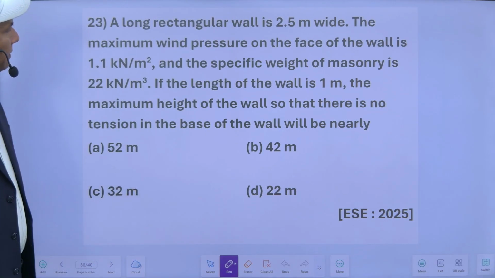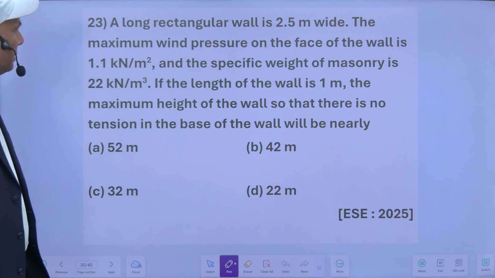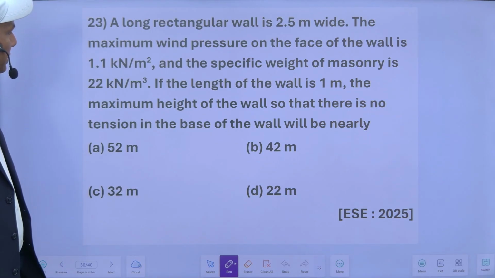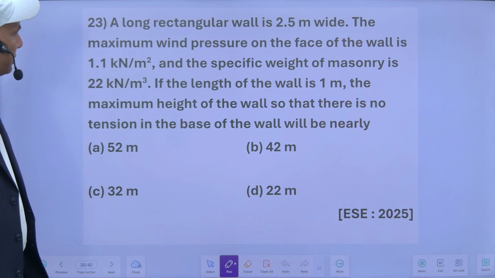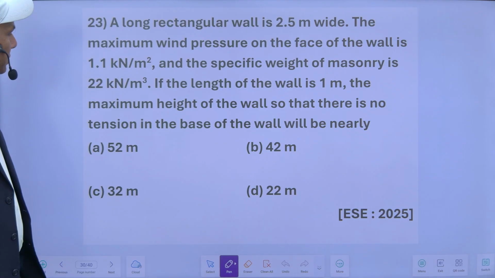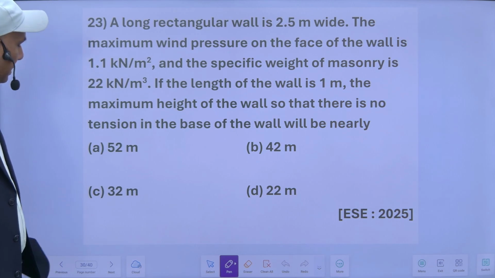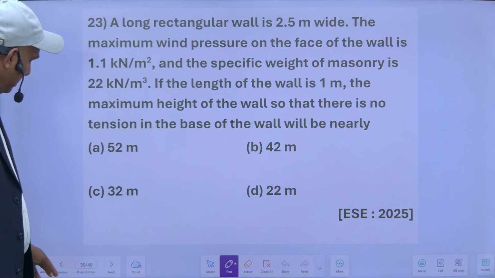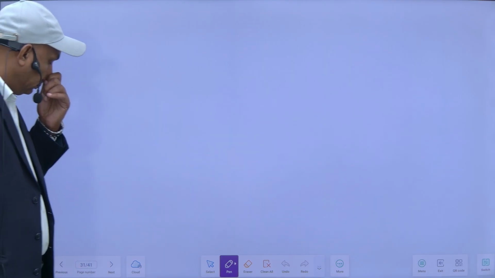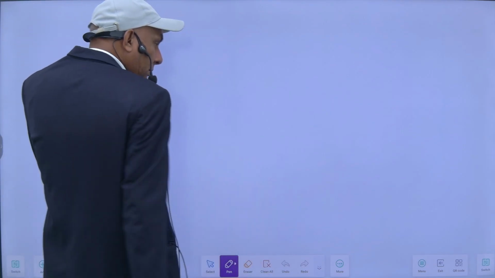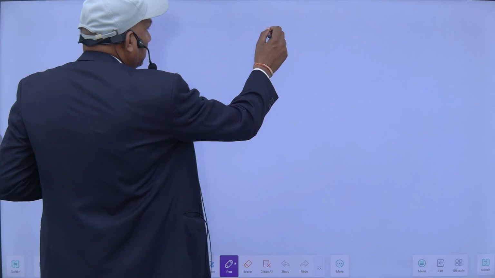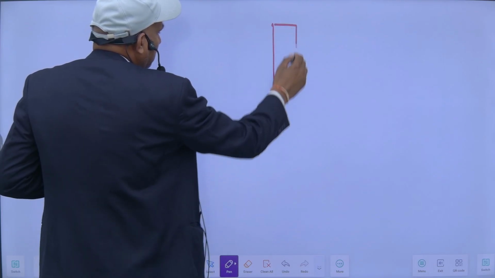A long rectangular wall is 2 meter wide. The maximum wind pressure on the face of the wall is 1.1 kilonewton per meter square, and the specific weight of the machinery is 22 kilonewton per cubic meter. If the length of the wall is 1 meter, find the maximum height of the wall so that there is no tension in the base of the wall. So this is my wall.